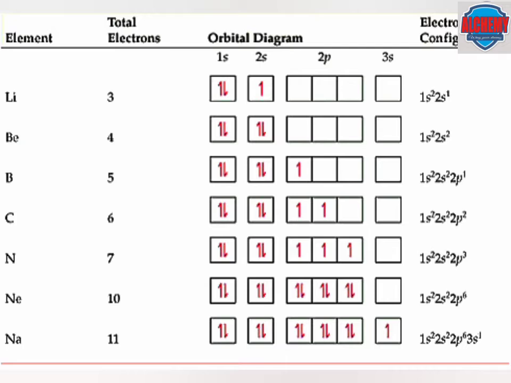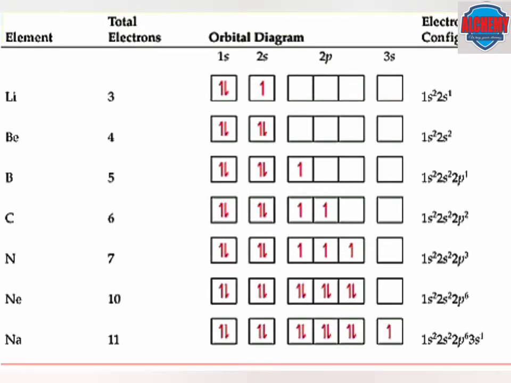Boron has 5 electrons. The first 4 electrons will enter the 1s and 2s orbitals, and the fifth electron will enter the 2p orbital. So the electronic configuration is 1s2, 2s2 and 2p1. Similarly for carbon, the electronic configuration is 1s2, 2s2, 2p2. The filling of electrons in the atomic orbitals is governed by 3 principles. They are Aufbau Principle, Hund's rule of maximum multiplicity, and Pauli's Exclusion Principle.